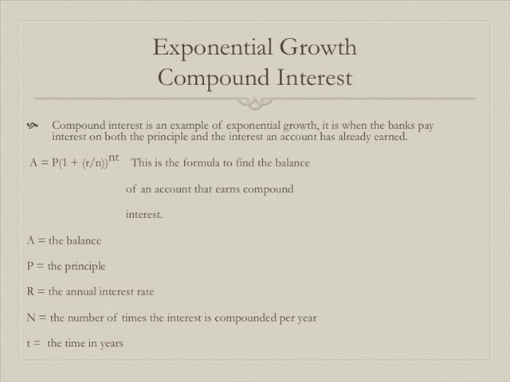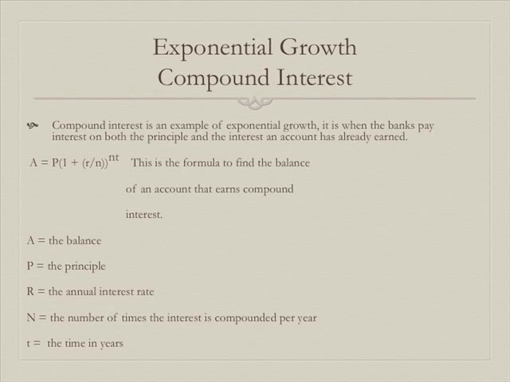Okay, so now let's look at exponential growth as compound interest. Compound interest is an example of exponential growth. It is when the banks pay interest on both the principal and the interest earned on an account. The formula for compound interest is A equals P times the quantity of 1 plus r over n raised to the nt, which is also the formula to find the balance of an account that earns compound interest.